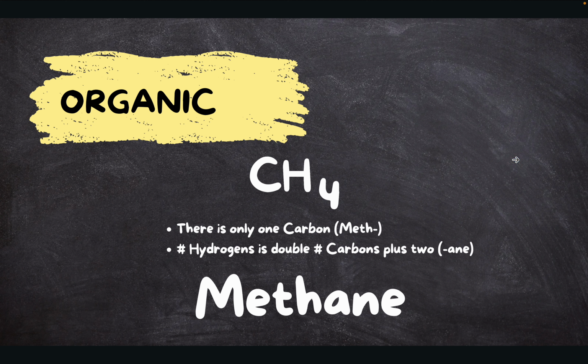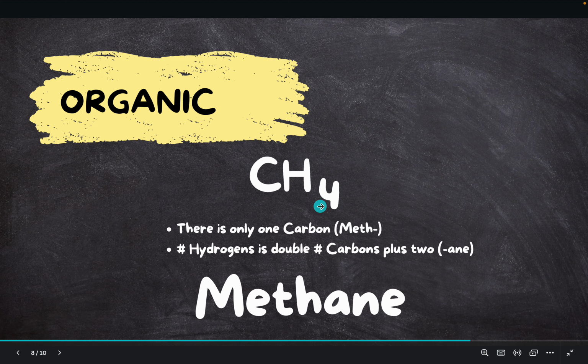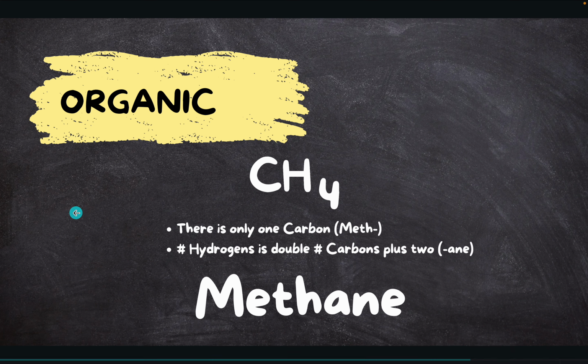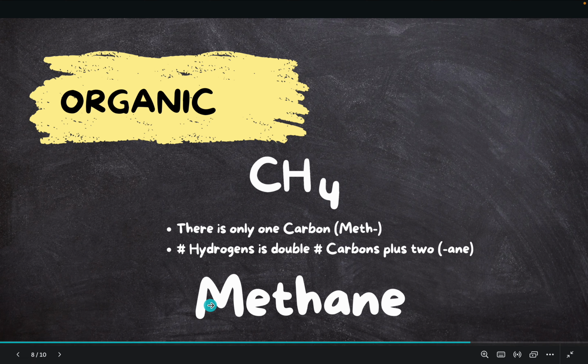Let me show you what I'm talking about. So organic here, CH4. 4 hydrogens, 1 carbon. So 1 carbon means the prefix will be meth. And the number of hydrogens is double the number of carbons plus 2. You see, so this is right here. And you know how I can see this? Because there's 4. Pretend there's an invisible 1 here, okay? You double this 1 first, and it's 2 less than this 4. So that means the number of hydrogens is double the number of carbons plus 2, which means it ends in ane. So the full compound name is methane.